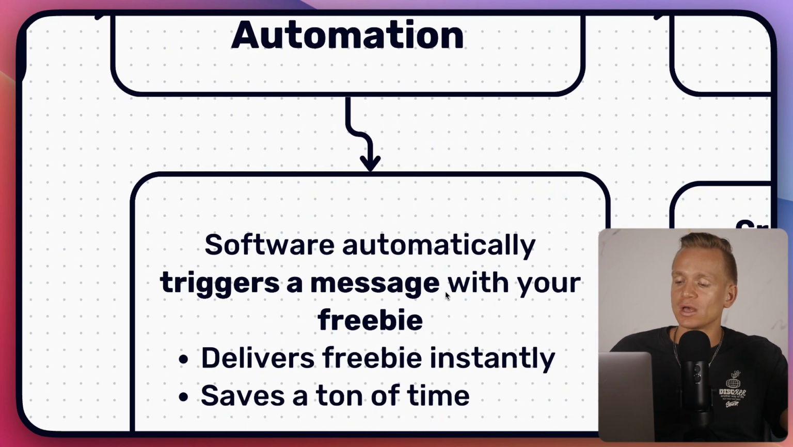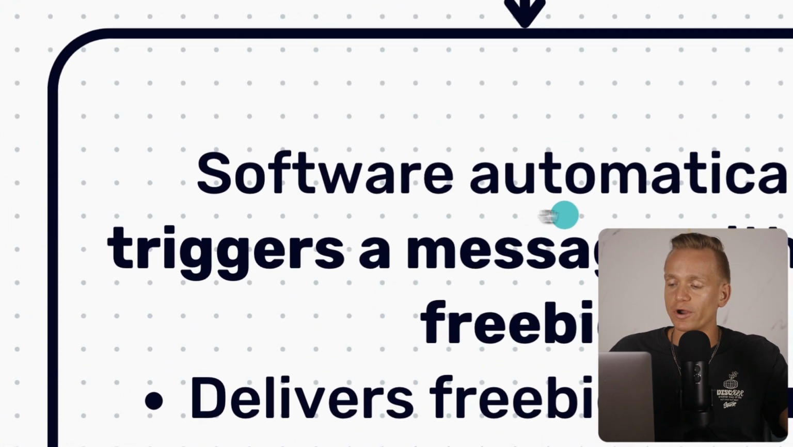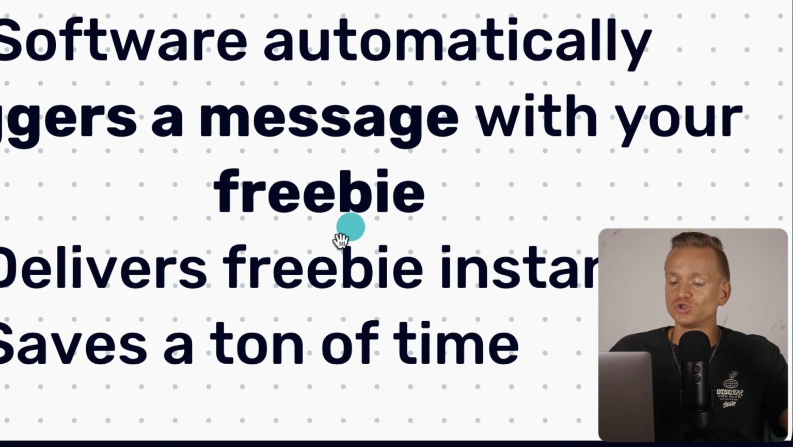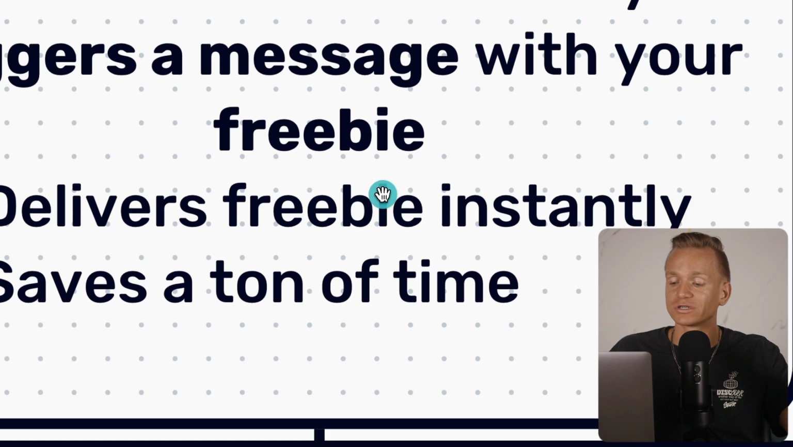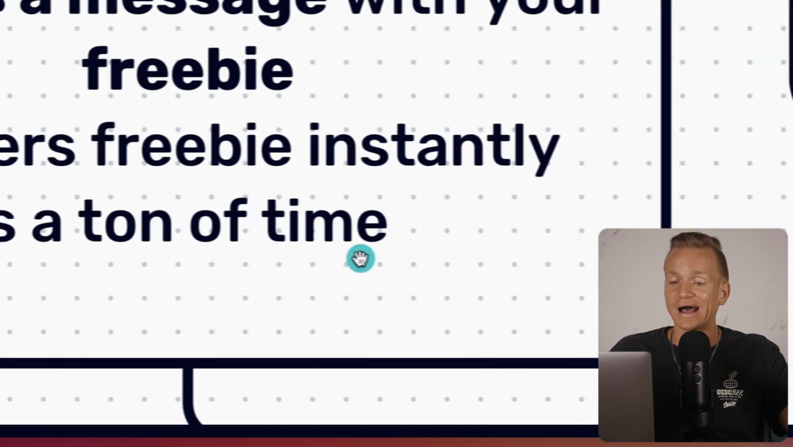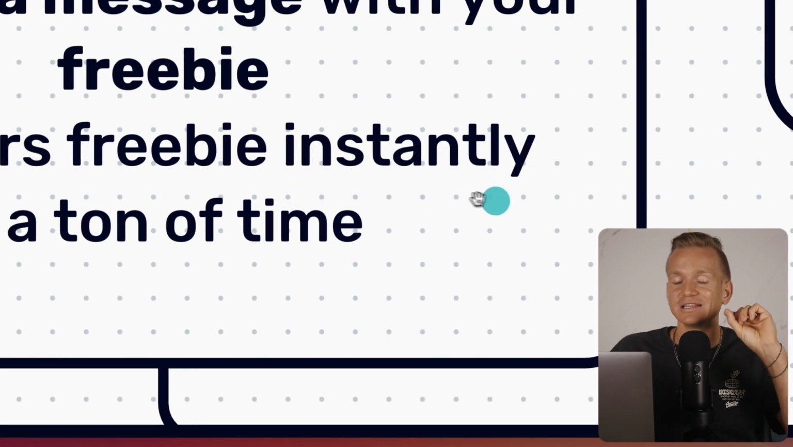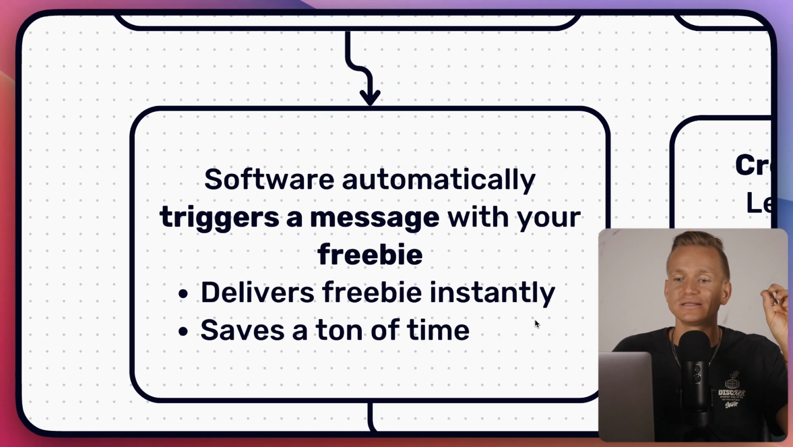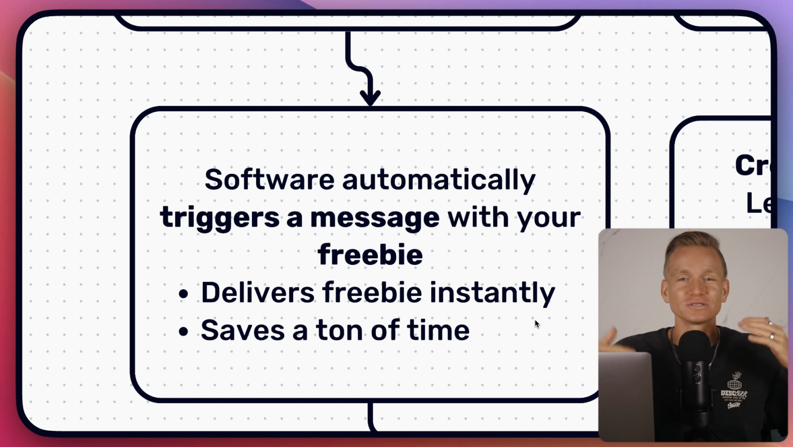So now let's talk automation. Basically, there is a software that automatically triggers messages with the freebie, so you don't need to do anything yourself. It delivers the freebie instantly, which saves you a ton of time. And because it's instant delivery, people don't need to wait and they don't forget that they did that. They get it right there and right away, so it makes the whole process much faster.